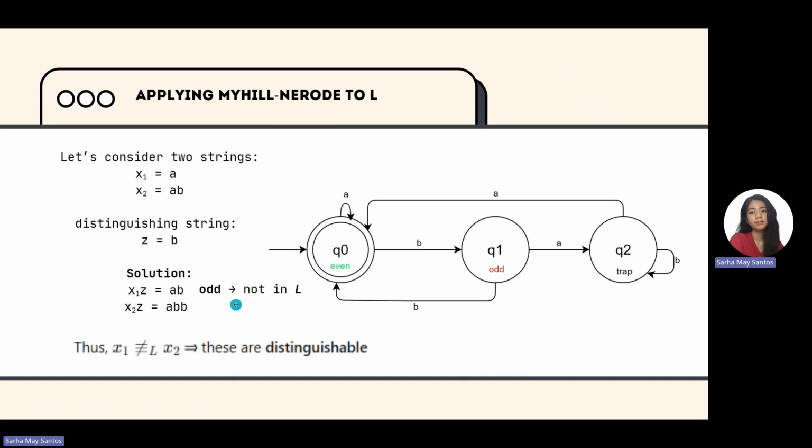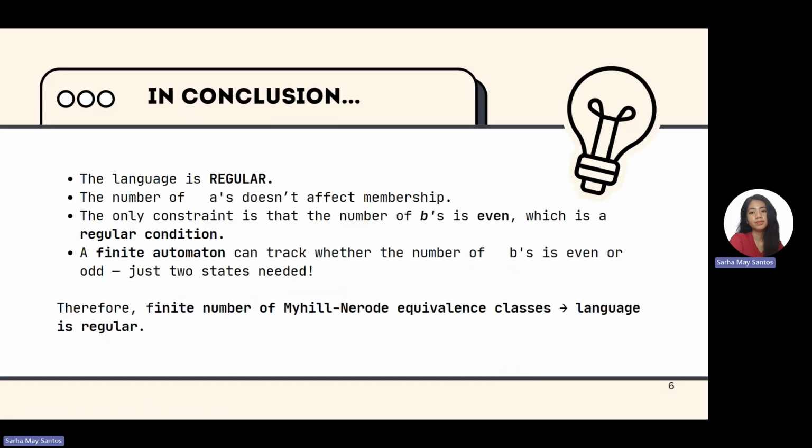Next is the string ABB. For input A, we go to Q0 itself. For input B, we go to Q1. And for input B again, we go to Q0. Since Q0 is an accepting state and the string contains 2 B's, which is an even number, it is accepted. Therefore, x sub 1 is not L-equivalent to x sub 2, which implies that these are distinguishable. In conclusion, the language is regular.